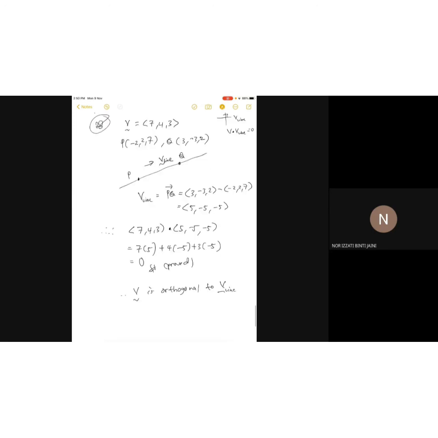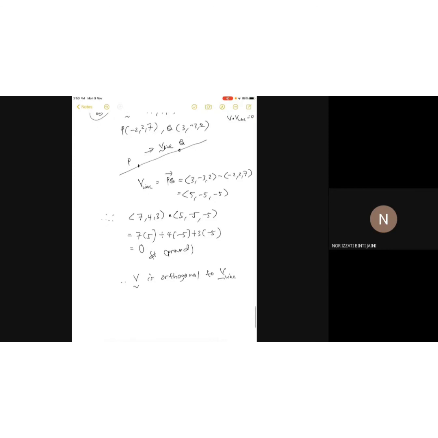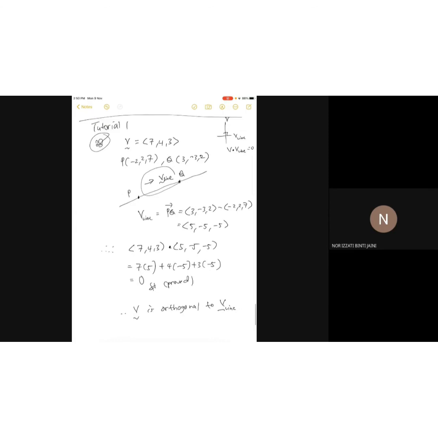Okay, what is v line? We already mentioned it here. V line is the vector for that line. Understand? That is the meaning of orthogonal. Orthogonal is 90 degrees. So to prove a vector is at 90 degrees, you just have to do the dot product of those two vectors, and if it's equal to 0, then it's orthogonal, 90 degrees. If it's not zero, it means it's not 90 degrees.